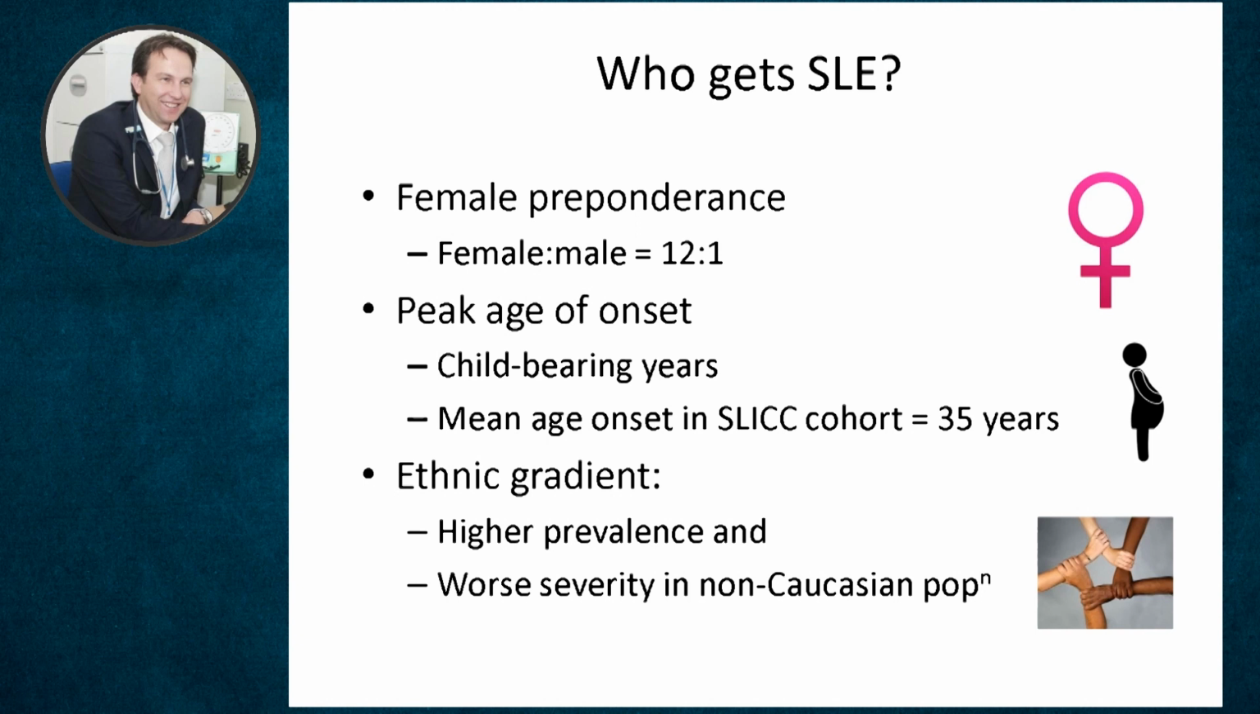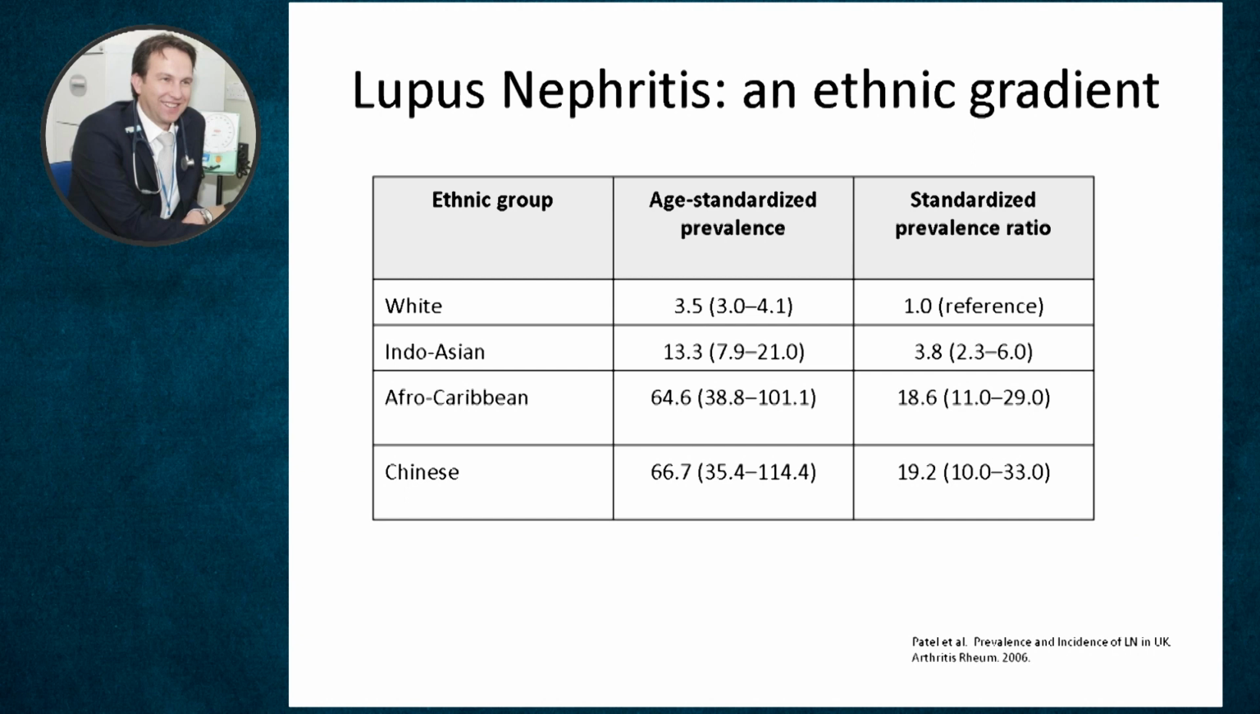There's obviously a clear ethnic gradient in both the prevalence and severity of lupus, with Caucasian populations having the least severe and the lowest prevalence. Several studies have shown that lupus nephritis, a common and serious presentation in lupus, has the highest prevalence of renal disease in patients of Chinese and Afro-Caribbean origin compared to white and Indo-Asian populations.